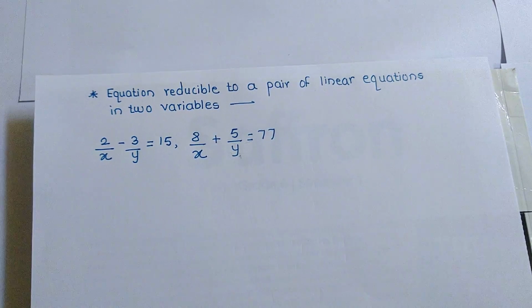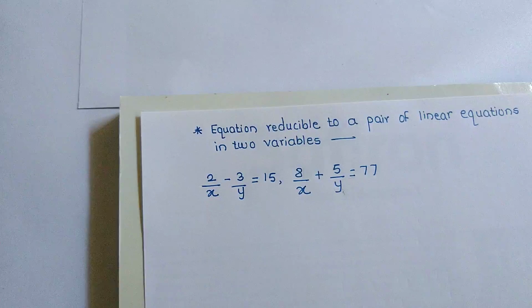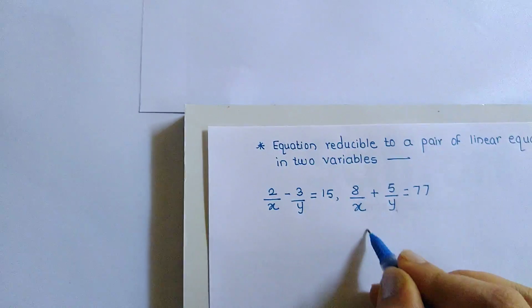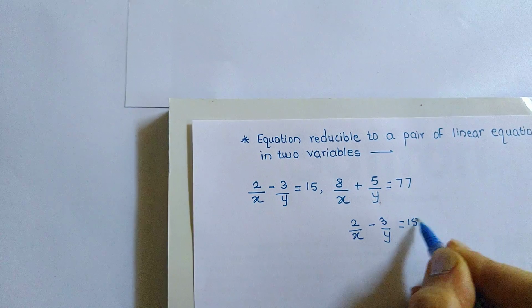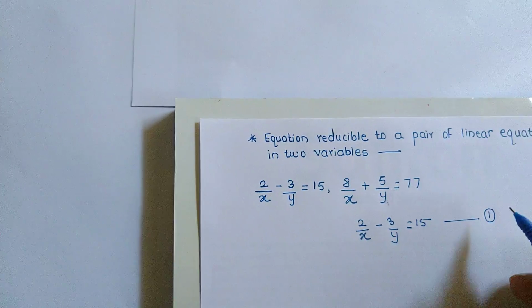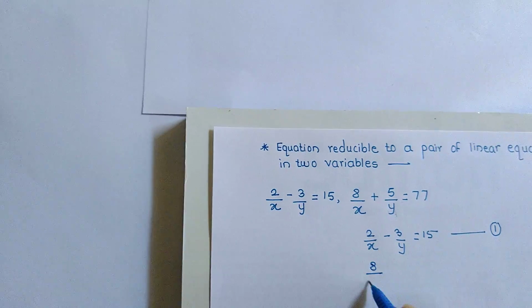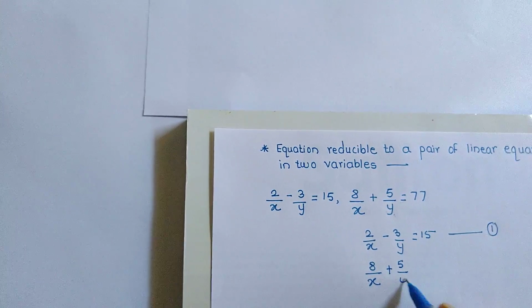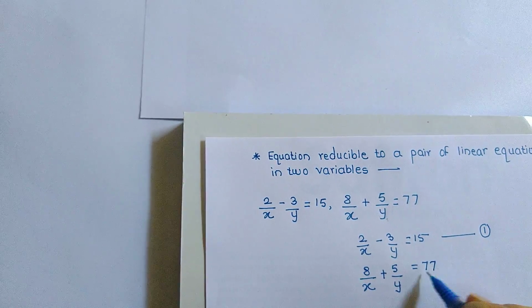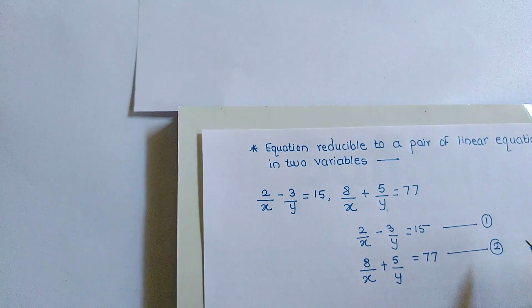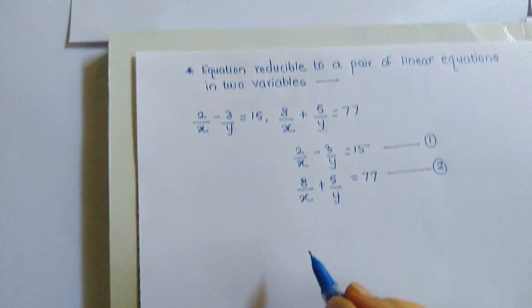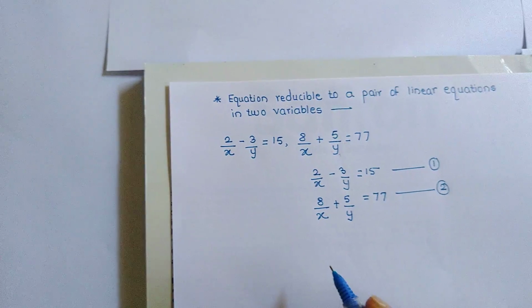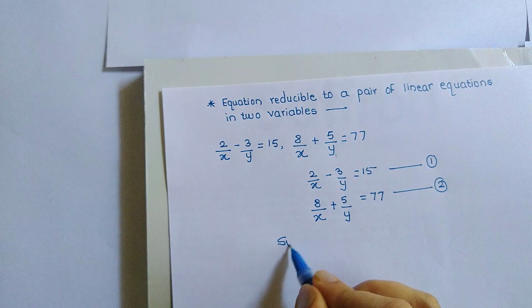Let's proceed. Consider the given equation first as equation number 1. 2 upon x minus 3 upon y equal to 15 is equation 1. Consider the second equation as equation number 2. 8 upon x plus 5 upon y is equal to 77 is equation number 2. Now to convert these equations into linear equations, we have to do some substitutions.